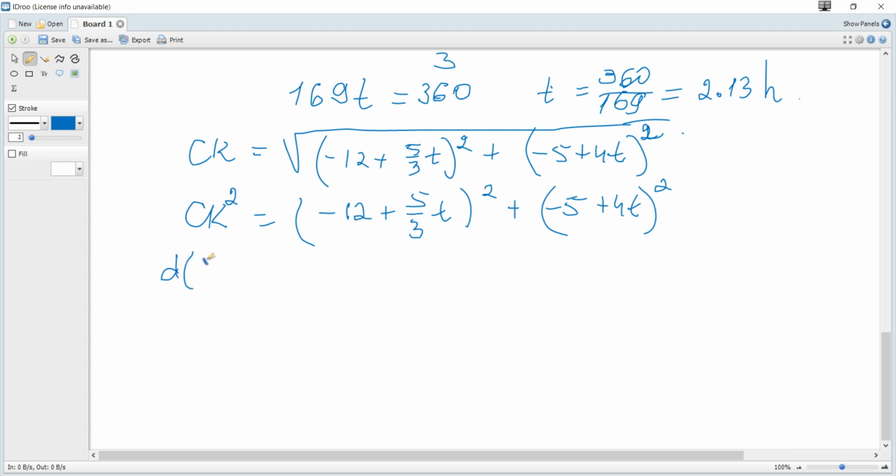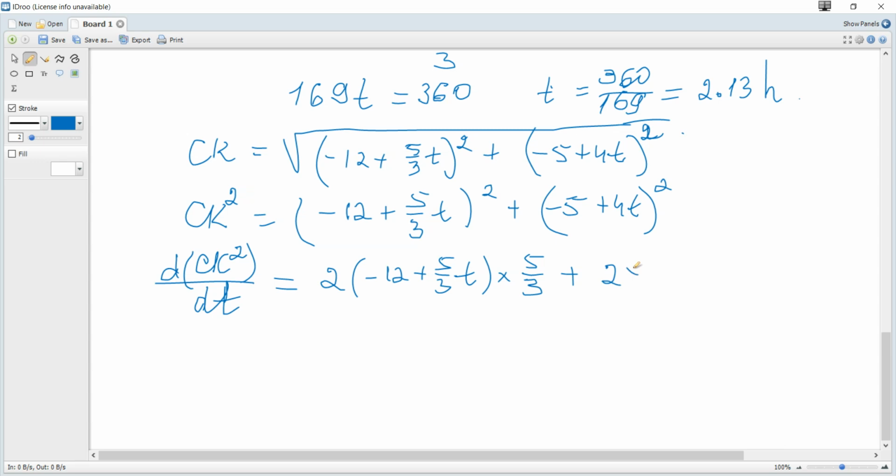And if we consider the derivative of CK squared with respect to t, we can see something squared, so we apply the chain rule. It becomes 2 multiplied by this function and multiplied by the function's derivative, so negative 12 plus 5 over 3t, derivative is just 5 over 3, plus again something squared. It becomes 2 multiplied by negative 5 plus 4t, it's again the chain rule, multiplied by the derivative of negative 5 plus 4t, which is 4, and it should be equal to 0.